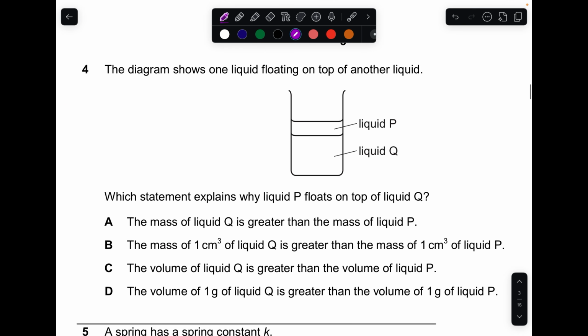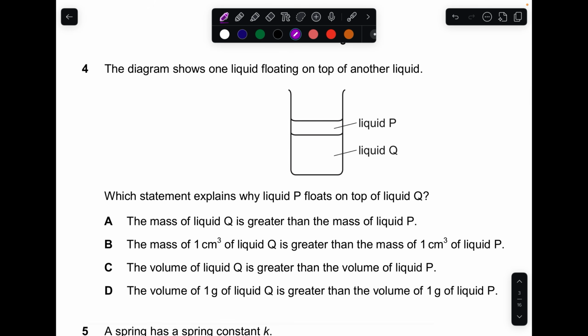Question 4. The diagram shows one liquid floating on top of another. Which statement explains why liquid P floats on liquid Q? What is the basic principle? P should be less dense and Q should be more dense. The one with more density will sink and the one with less density will float. This is the basic principle.